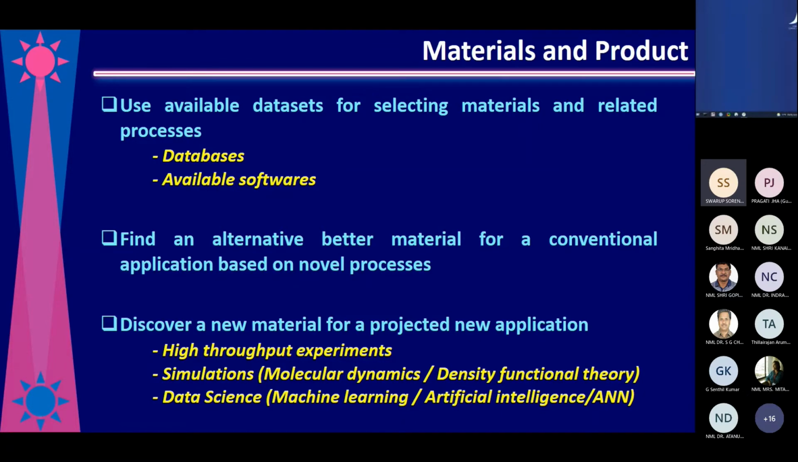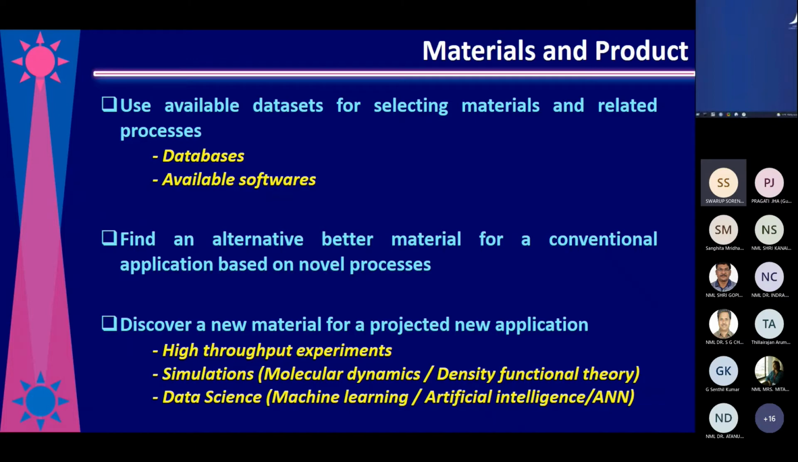So you discover a new material for a projected application based on some new techniques like high throughput experiments, where you do a large number of small experiments to reach the conclusion by making small samples of materials to decide on the properties available for different compositions. Then you can use simulations, where molecular dynamics, density functional theory, all modeling processes can be used to get the fundamental properties of the materials.